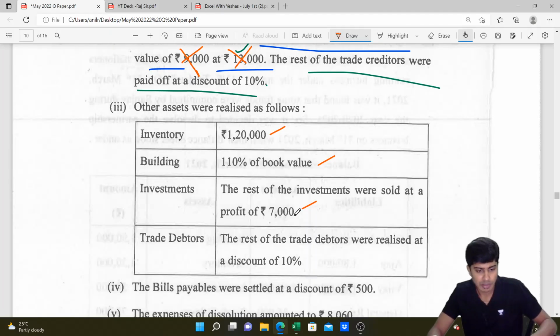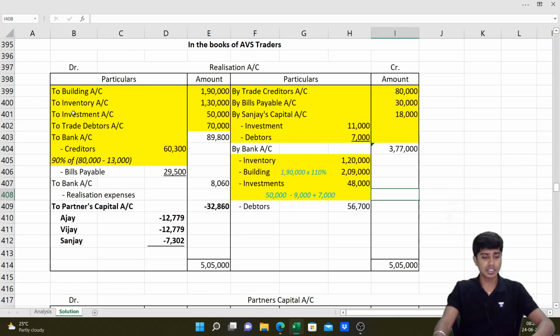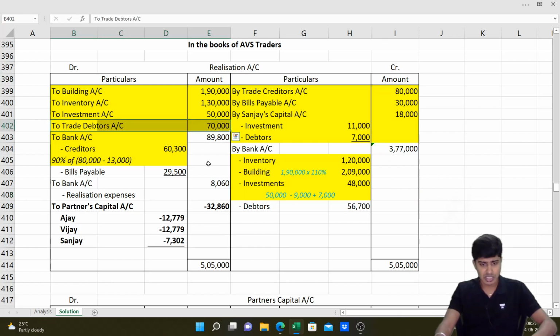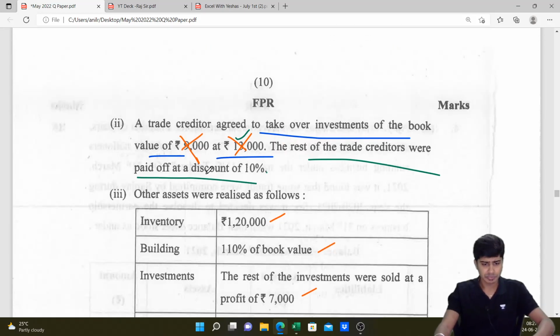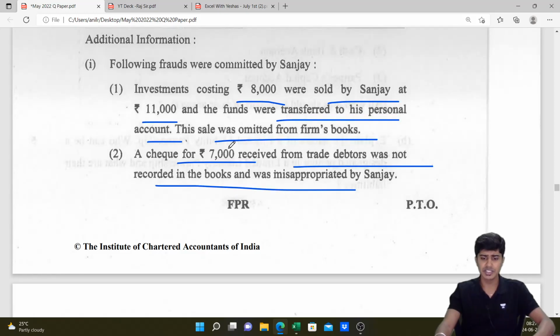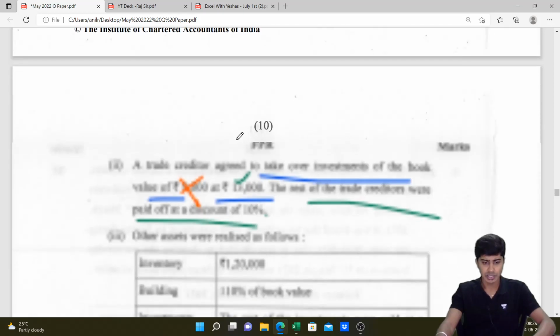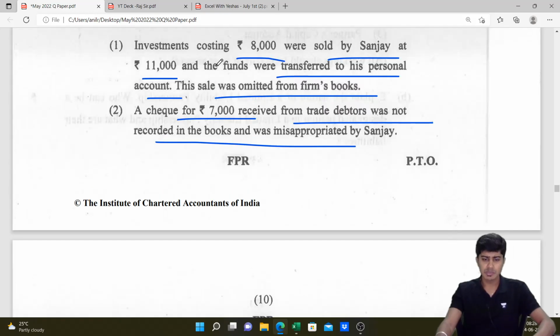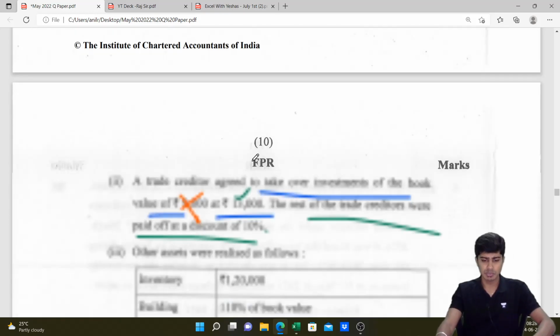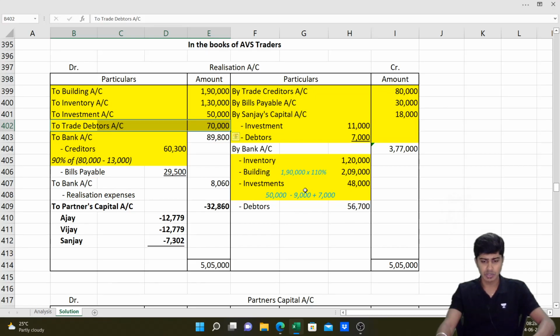Got it? Done. Then what else do we have? Trade debtors. Rest of the trade debtors were realized at a discount of 10%. So how much is the rest of the trade debtors? Trade debtors was 70,000. Is there any part of the debtors adjusted? Yes, it was adjusted. There is some amount for which a check was received, no? 7,000 rupees check was received. Oh, investment is 8,000. Investments costing 8,000 were sold. Oh, there is minus 8 here also.